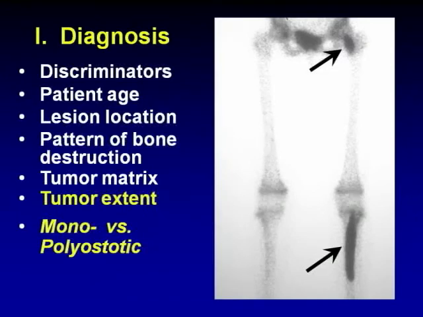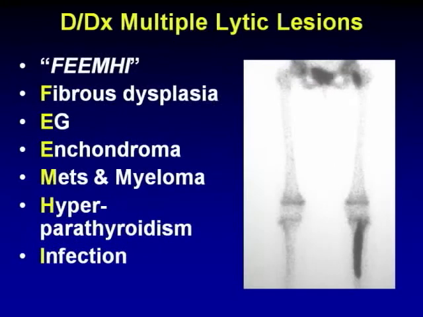If you're fortunate enough to have a case in which you have a lesion that is polyostotic, the differential diagnosis becomes quite finite. The differential diagnosis for multiple lytic lesions in bone, sometimes people remember by the mnemonic FEMI. FEMI includes fibrous dysplasia that was present here in the polyostotic form, EG and enchondromas that may be multiple, as well as Mets and myeloma, hyperparathyroidism causing multiple brown tumors, and, as was mentioned earlier, we must never forget about infection as a potential mimic for actual neoplastic lesions in bone. Keep that in the back of your mind.